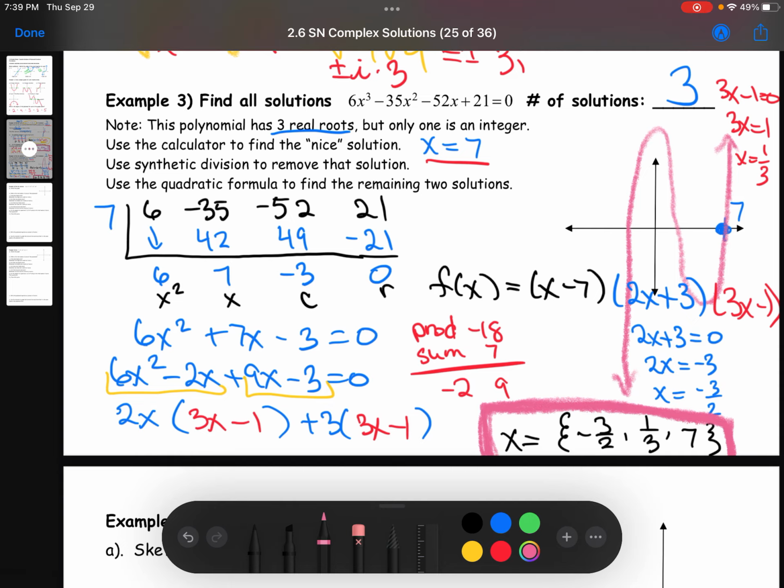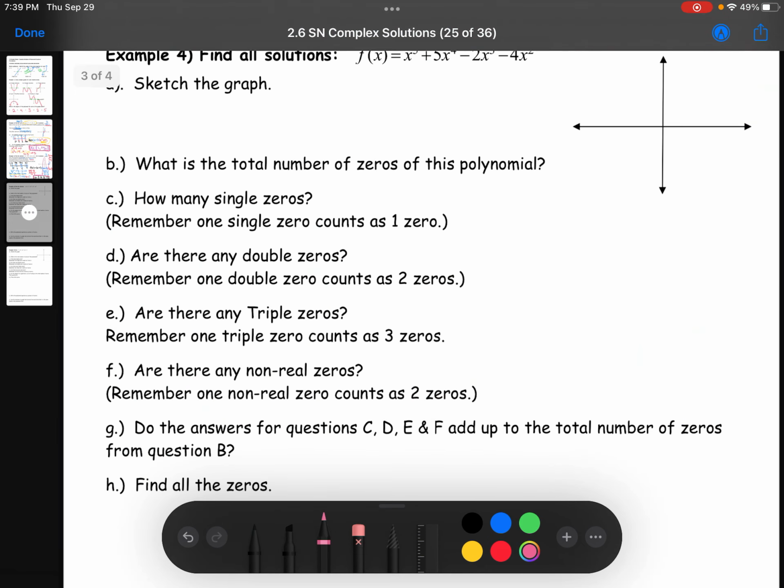So use the calculator to find the first whole number solution. Use synthetic division to divide that out. And then try to factor what remains. If what remains won't factor, then you can use the quadratic formula. Or you can go to the quadratic formula anyway. It works on any quadratic, whether it factors or not.